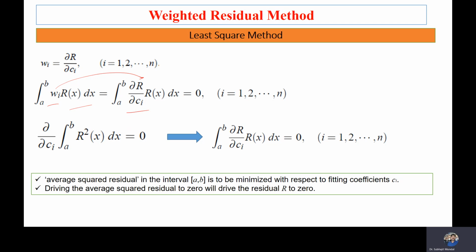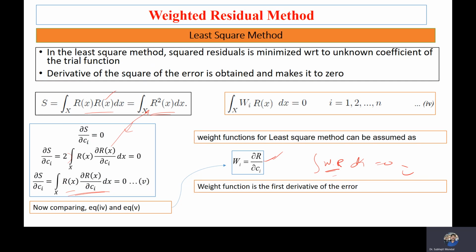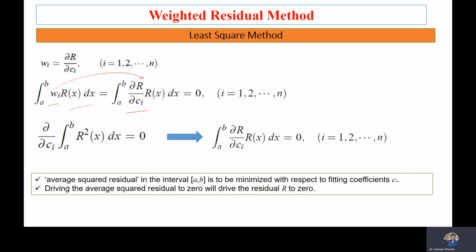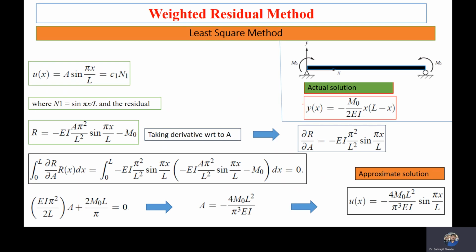So this is basically the least square method, where we find the square of the error and try to minimize it with respect to the unknown coefficient, and we make the derivative of the square of the error with respect to the unknown coefficient equal to 0. Once we do that, we obtain that our weight function is the first derivative of the error. Again this is similar to our Galerkin method: we have a weight function operating on R and making it 0 in an average sense over the entire domain, and we find our unknown coefficient.